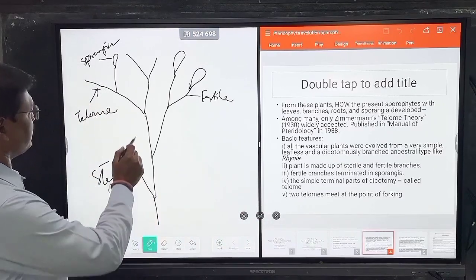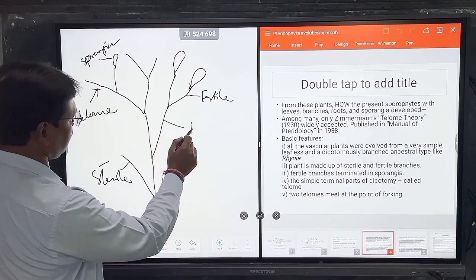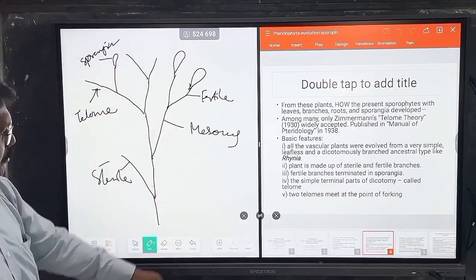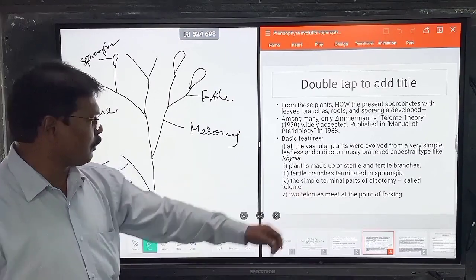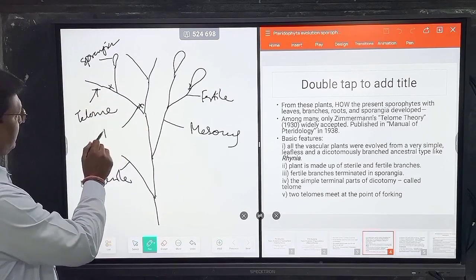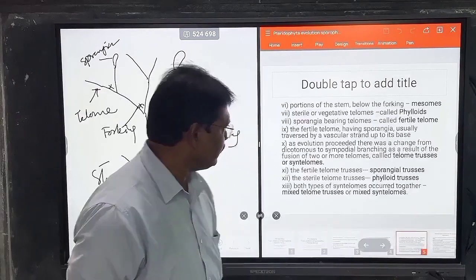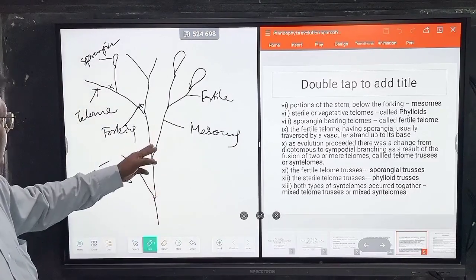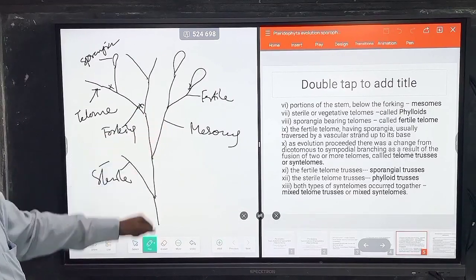The other parts are called the mesomes. These are telomes, and the other parts are the mesomes. Two telomes meet at the point of forking. This point is called forking. The portion of the stem below the forking is called the mesome. So here is the forking and this part is the mesome.